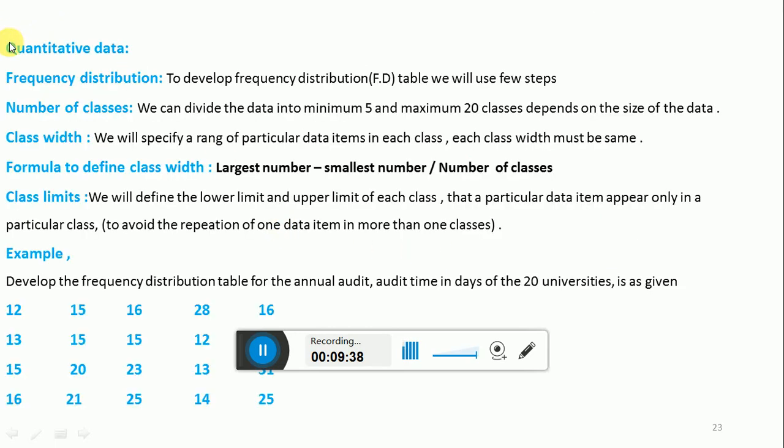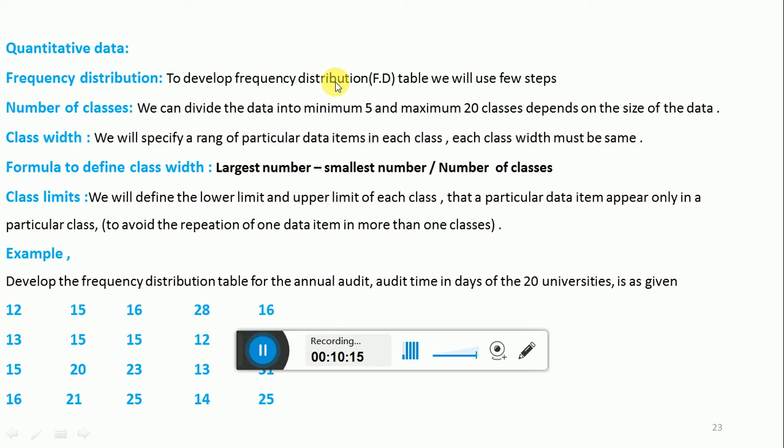Now we are proceeding toward the next section, quantitative data analysis. In this section, we will analyze quantitative data, quantitative information. Quantitative data is when we collect information about any particular element of interest in numerical form, in numerical values. Now frequency distribution, the same definition: the number of times a particular data item appears in a particular class is called the frequency of that class.